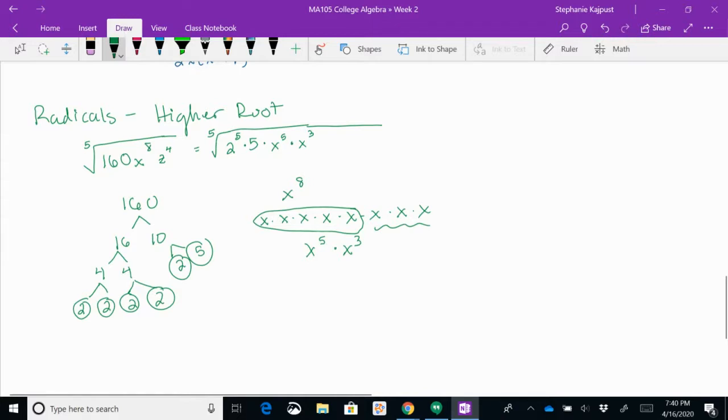Now the z to the 4th, there's 4 z's, so there's no way that I can make that in a group of 5, so I'm going to just leave it as z to the 4th. I drew my line too long. So what I've done is taken what I had written, and then I'm trying to split it up into smaller pieces and trying to group them by 5 if possible.